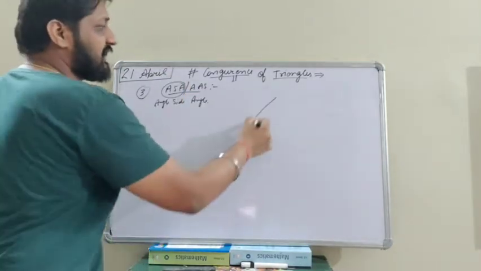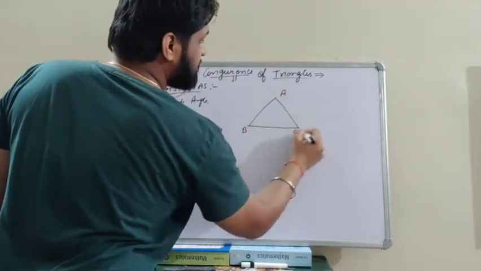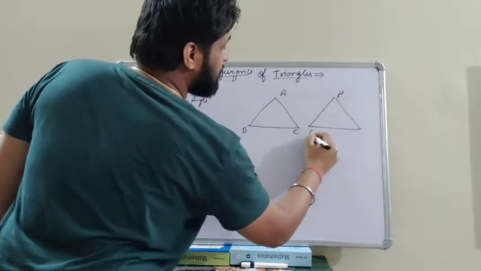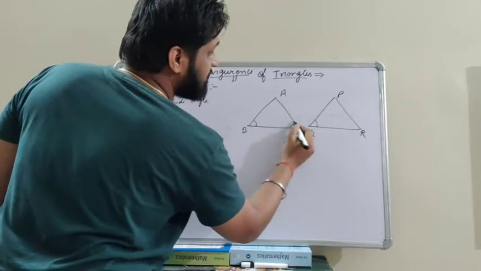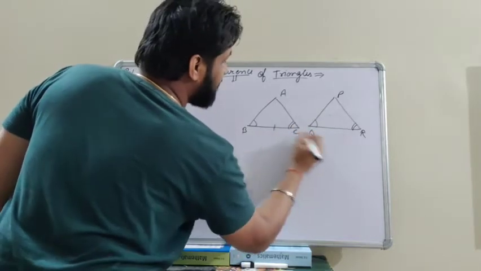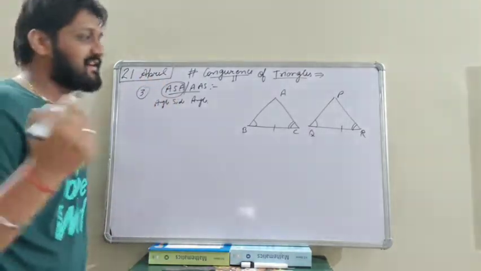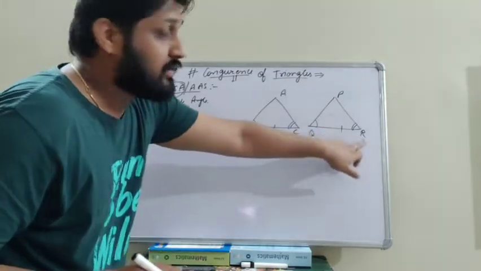Now let's see, make two triangles again. This is A, this is B, this is C. This is P, this is Q, and this is R. This angle is given equal to this angle, and this side is given equal to this side. Why have we done this? As the name suggests, angle, side, angle. So angle B is equal to angle Q, then angle C is equal to angle R.